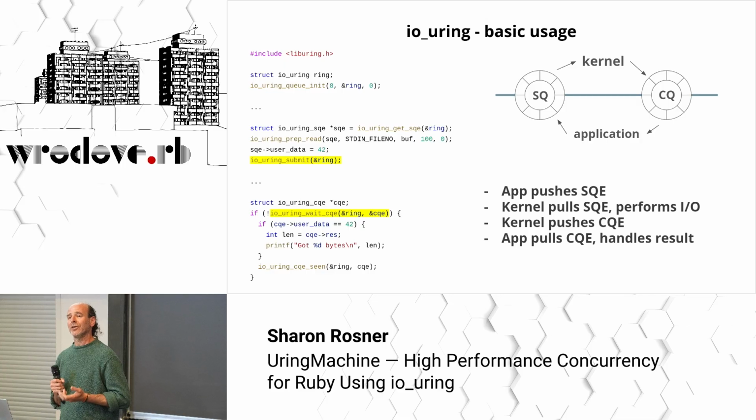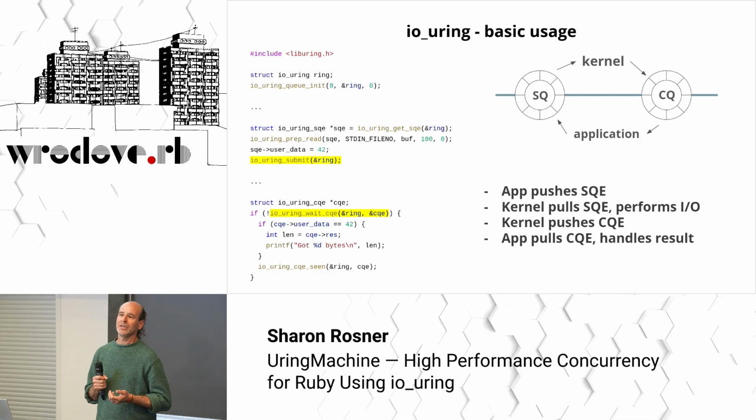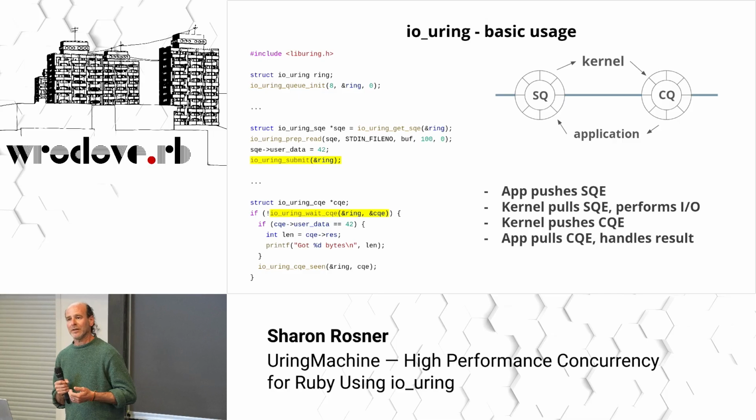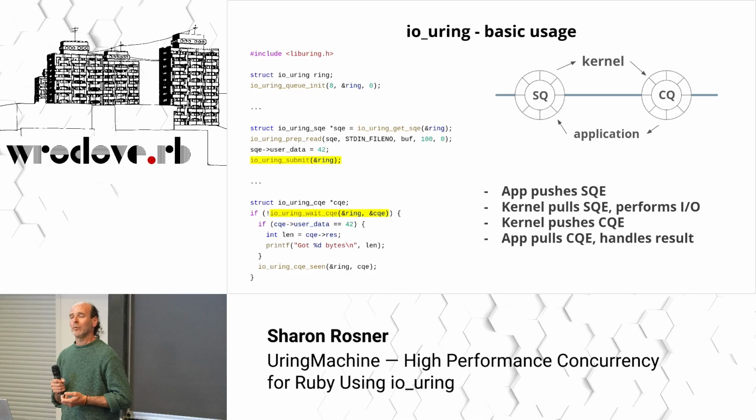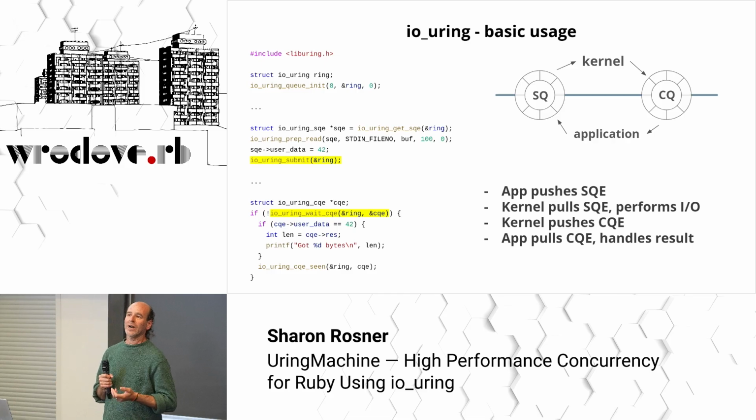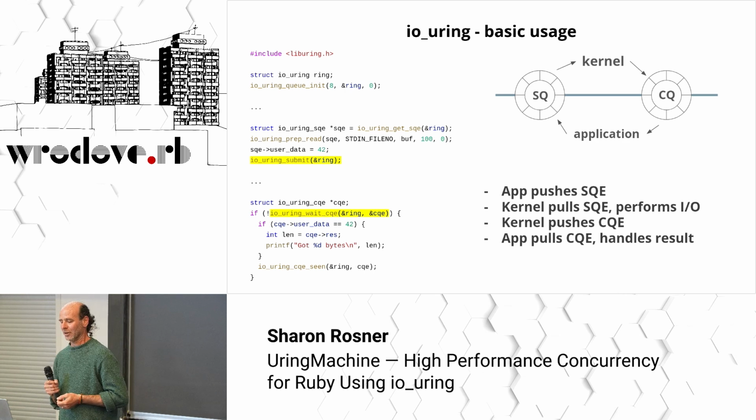And this lets the kernel know that there are entries waiting to be processed by the kernel. Meanwhile, while the kernel is performing the I.O. operation, we can do some more processing, we can submit more I.O. operations, and eventually, when we are ready, we go and wait for one or more CQEs to be available on the completion queue.